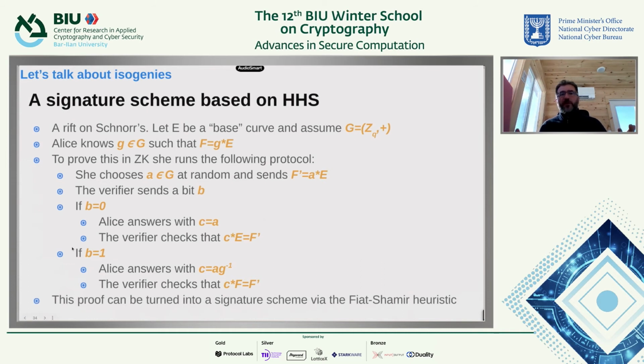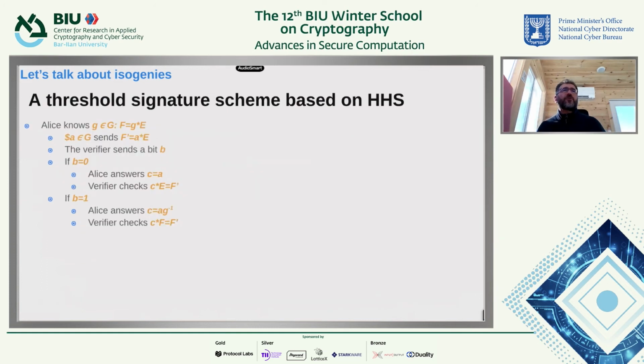This proof can be turned into a signature scheme via the Fiat-Shamir heuristic, where the challenge is chosen as the hash of everything, including the message. You have to repeat it, obviously, several times, because this basic protocol has soundness one half. So, okay, how do you thresholdize this?